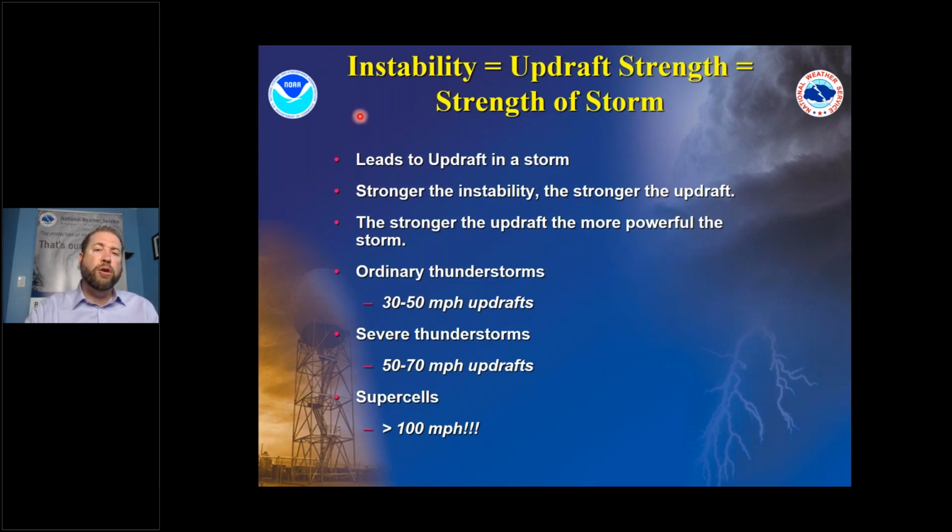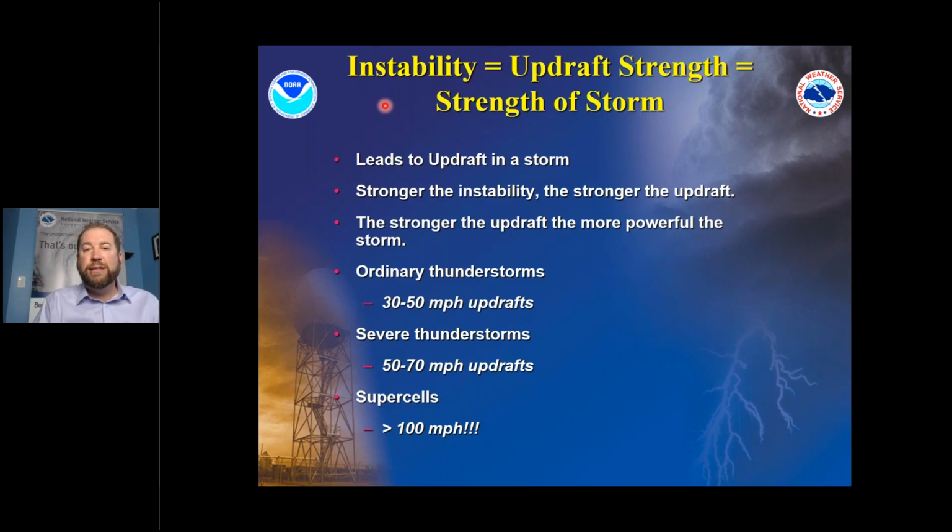And the reason why we look at instability is the more unstable you are, as you get 1,000, 2,000, 3,000 joules of CAPE, the more likely the air is to rise, and that's called an updraft. So if you have a really strong updraft, you have the potential for more large hail, damaging winds, that type of thing. So for example, in an ordinary thunderstorm, the air is moving 30 to 50 miles per hour upward. Whatever comes up must come down at some point.